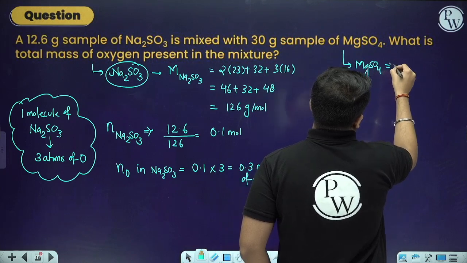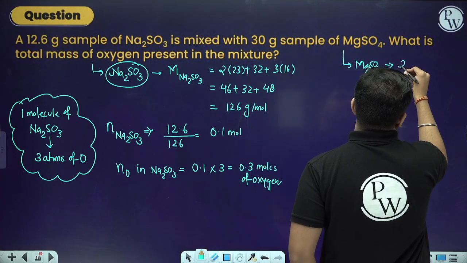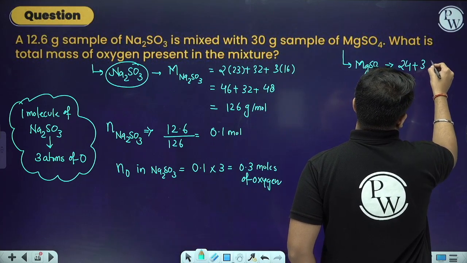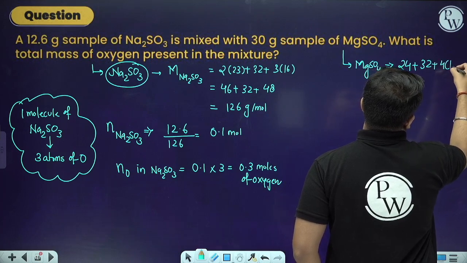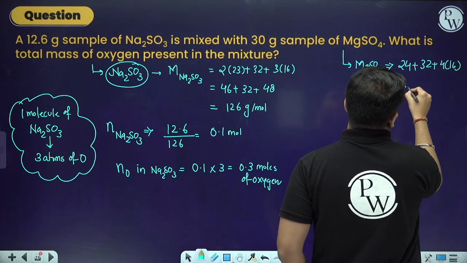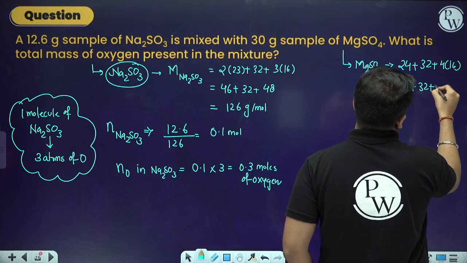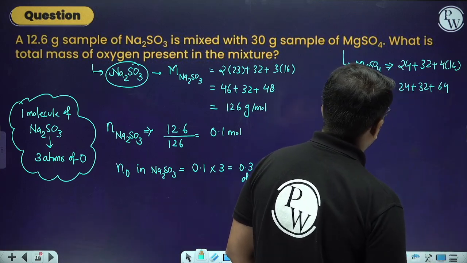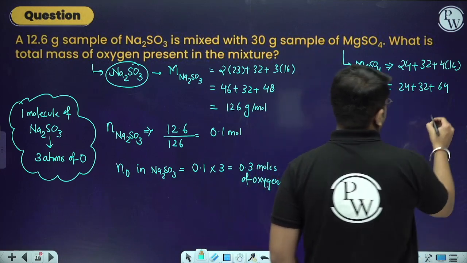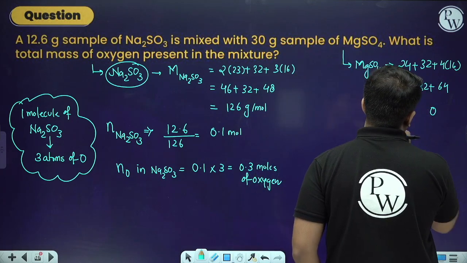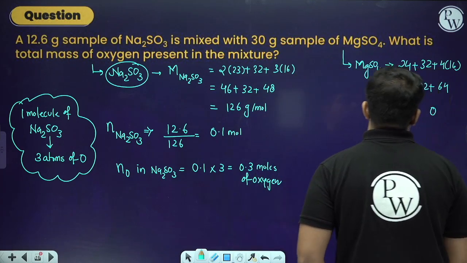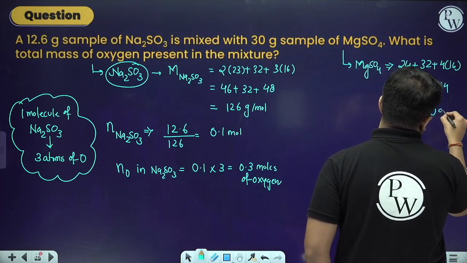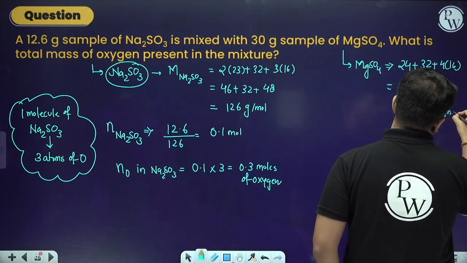MgSO4. So in this case, we have magnesium 24 plus sulfur 32 plus 4 oxygen, which is 16. So we have 24 plus 32 plus 64. That is 120 gram per mole.